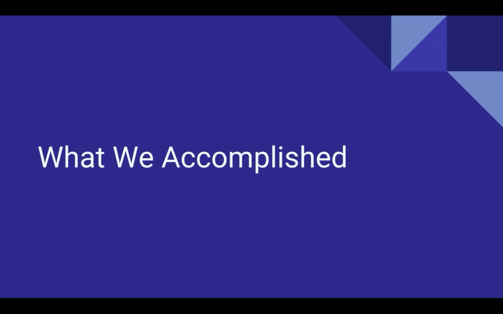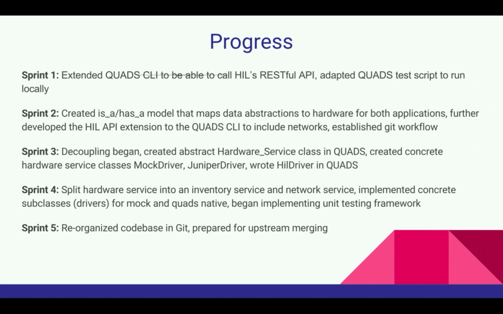So what we accomplished. In Sprint 1, we extended Quad's command line interface to be able to call HIL's RESTful API. In Sprint 2, we created is-a-has-a diagram for Quads and HIL that maps data abstractions to hardware for both applications. And further, we developed the HIL API extension to the Quads command line interface to include networks and establish the Git workflow. In Sprint 3, we actually began the decoupling work and created abstract hardware service class in Quads.